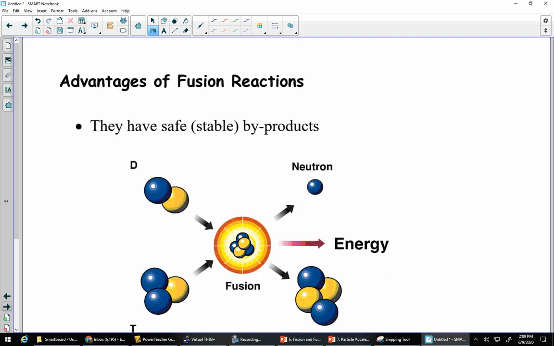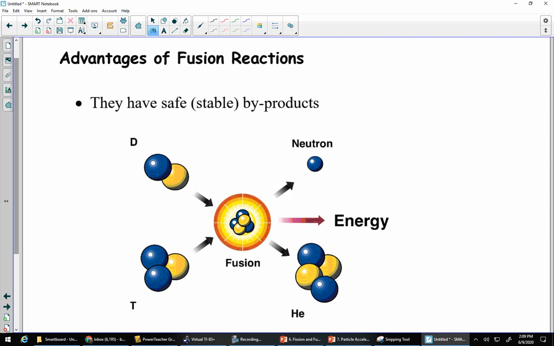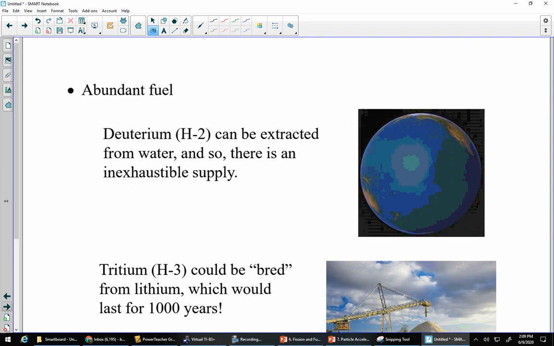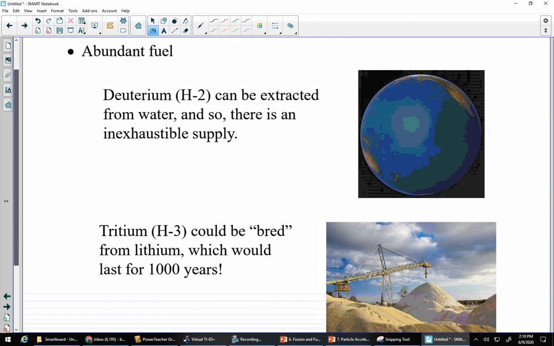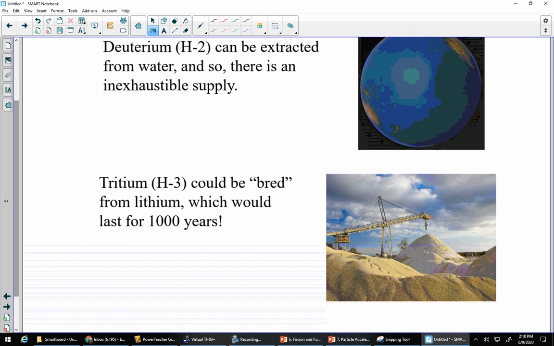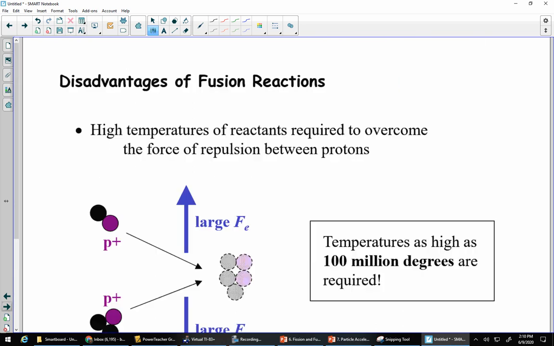So the advantages of these fusion reactions is that they have really stable and really safe byproducts. You're making helium and you're making a neutron. Those are easy to control. Those are not really that dangerous. That's cool. Other advantages, we have lots of fuel. Deuterium, or hydrogen-2, can be extracted from regular plain old ocean water, and you have an unlimited supply. Hydrogen-3, or tritium, could be bred from lithium, which could last for thousands of years or more, which is pretty cool.